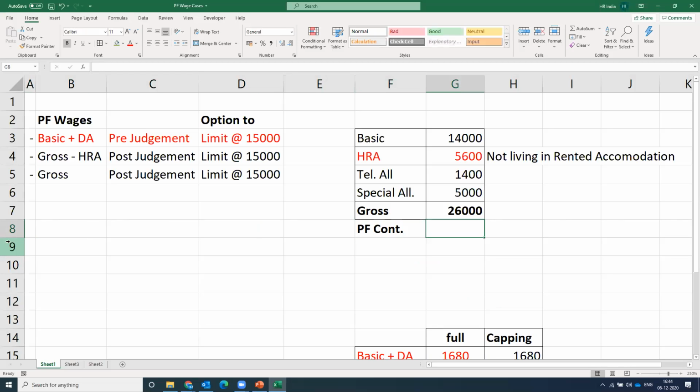Now, see this screen. I'll ask a few questions just to make sure that you have understood it or not. So I will calculate the PF contribution here in this cell, right? If I am calculating PF on basic salary multiplied by 12%, is it correct? Guys, please unmute your mic, say yes or no. No, sir, this is not correct, right?